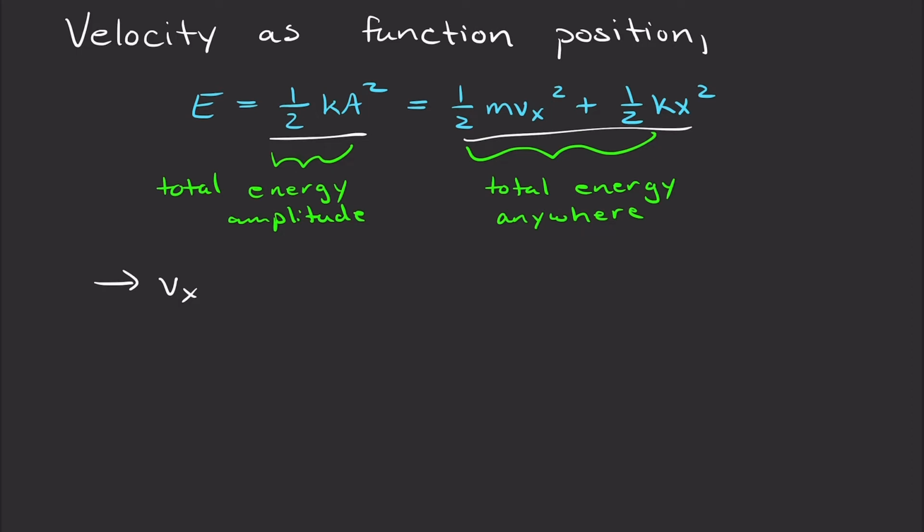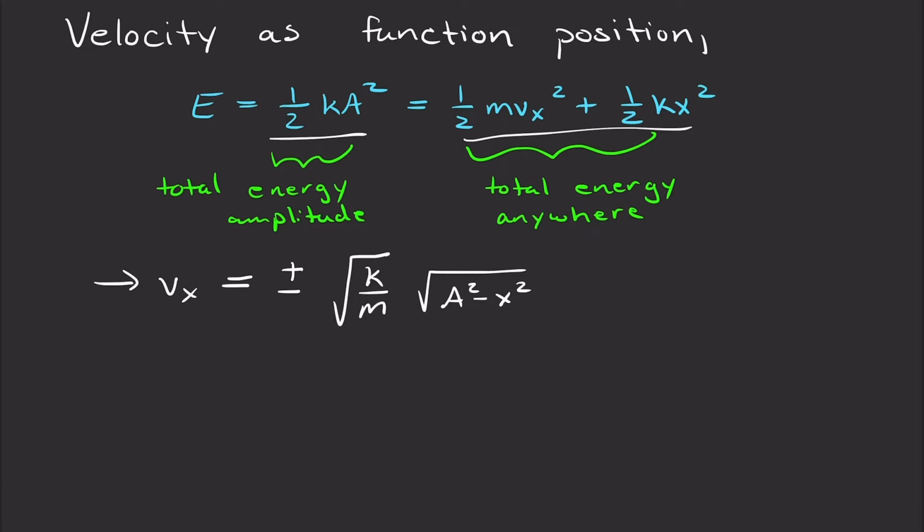So if we solve for Vx, one, our halves are going to go away. And then we have to move our kx squared to the other side. We'll divide by m, take a square root. And what we end up getting, if you go through the algebra, is plus or minus the square root of k over m times the square root of a squared minus x squared. So you could write this all up under the same square root if you wanted to, but you'll see why we don't do this. It's perfectly fine to do it, but a lot of times it's written like this for a very specific reason.